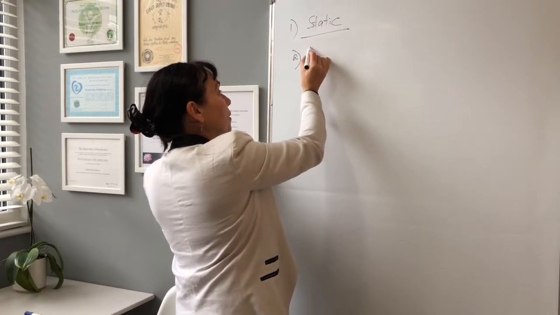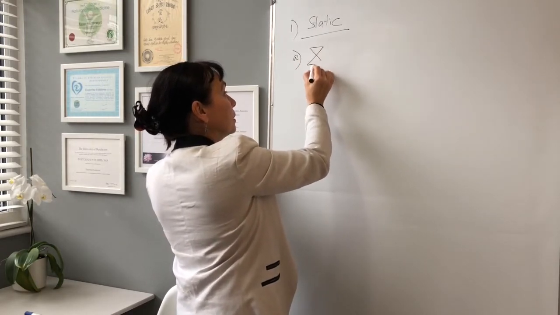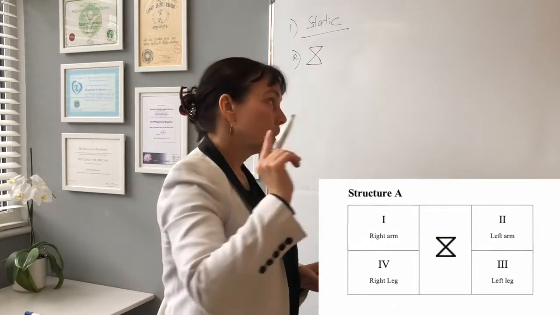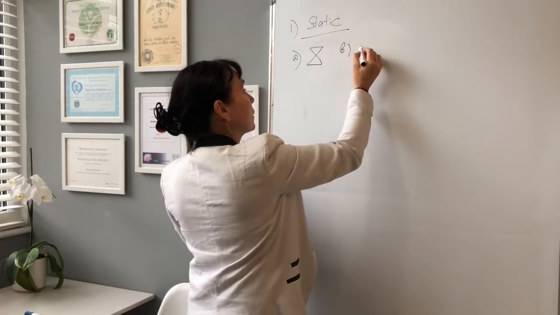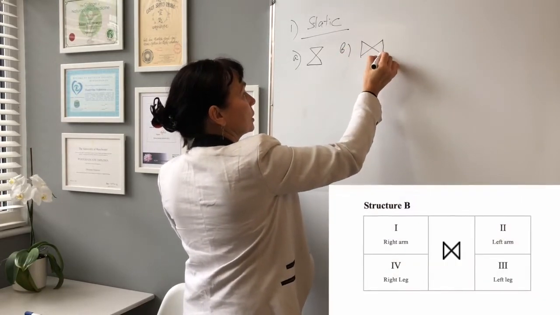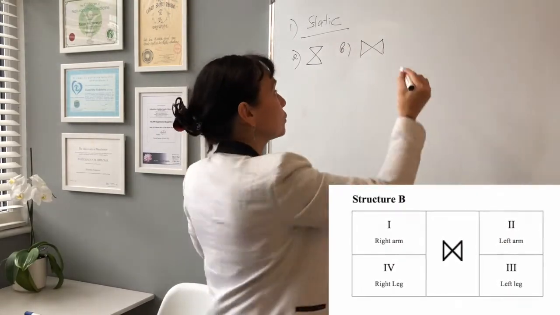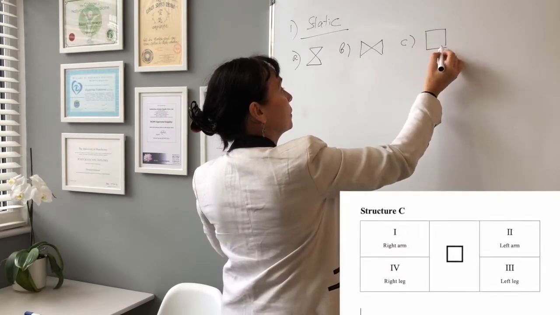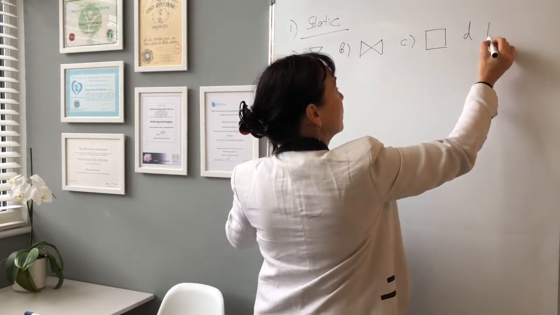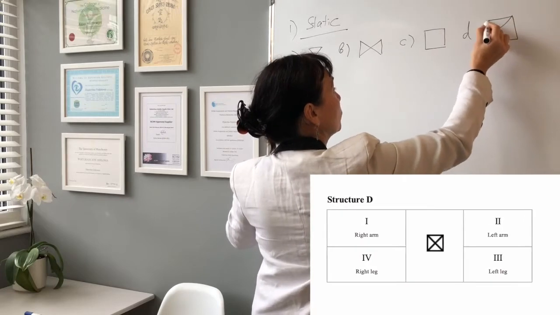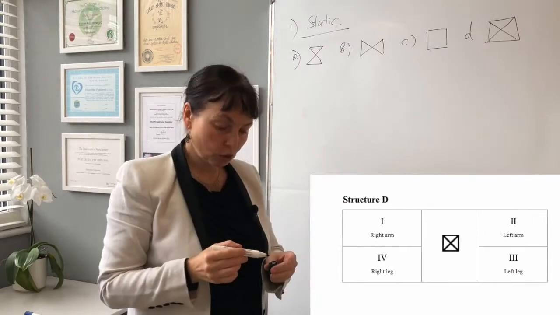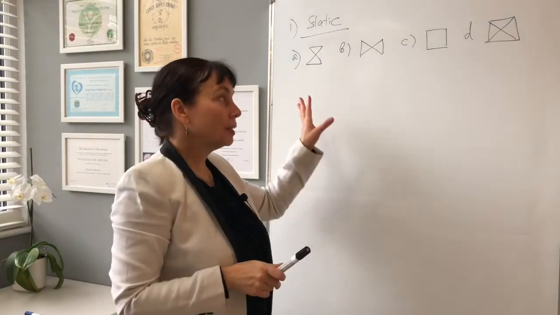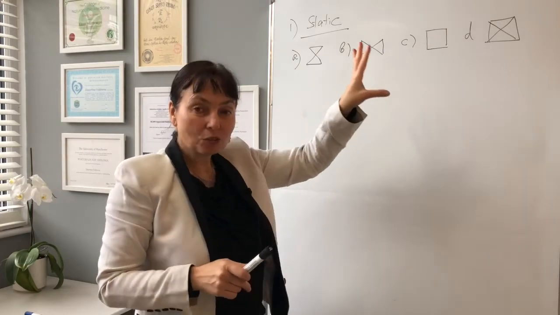Structure number A is like the sand clock. Structure number B is the sand clock on its side. Structure number C is just a square. And structure number D, we won't meet it very often, just once or twice. So I will explain to you what these structures are.